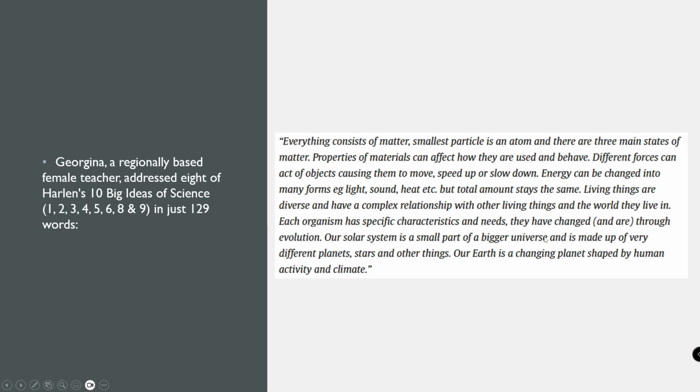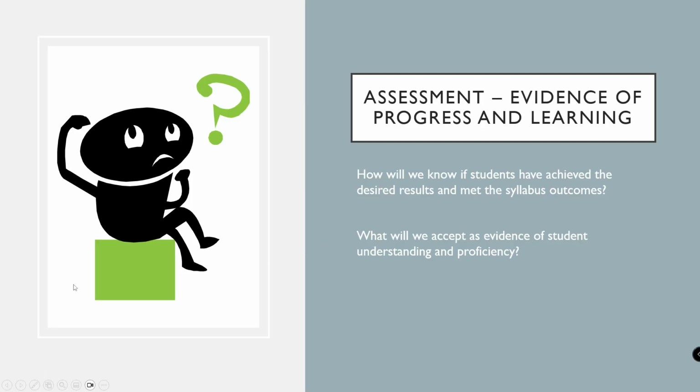Our solar system is a small part of a bigger universe and is made up of very different planets, stars and other things. Our Earth is a changing planet shaped by human activity and climate. Brilliant. Absolutely brilliant. And it occurred before the age of AI as well when she produced this. So I really like that as a framing element. Something to strive for. Just an incredible quote.